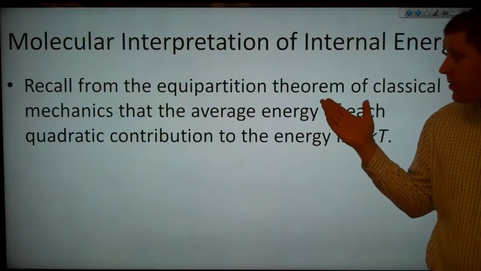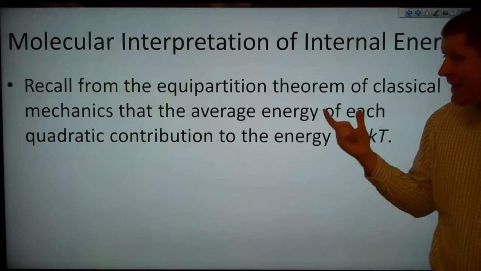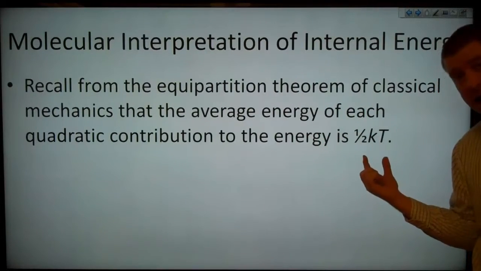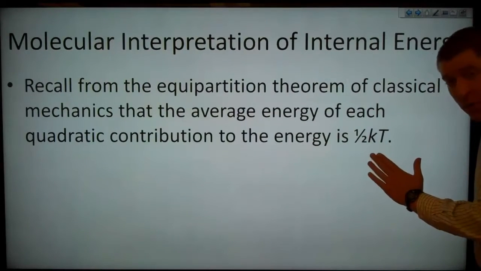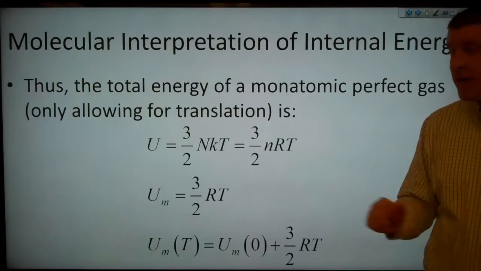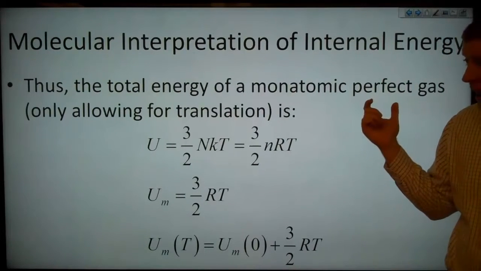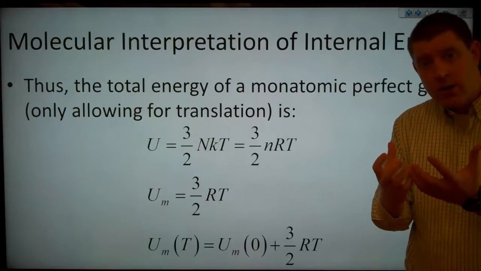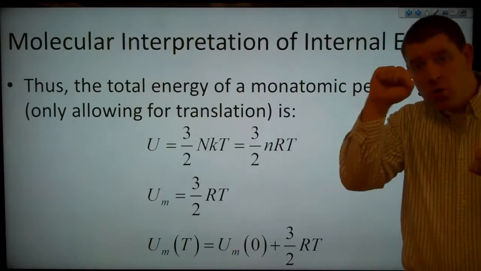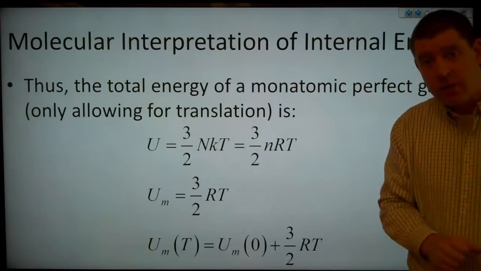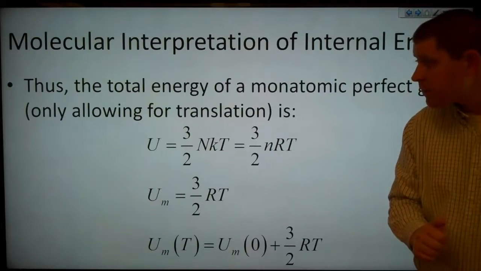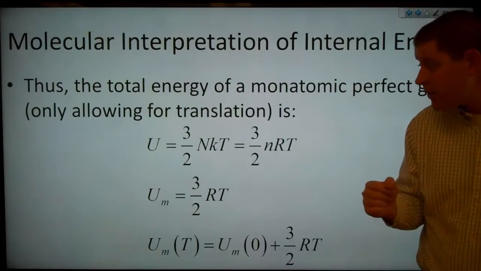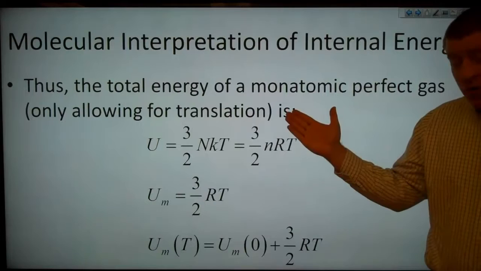So this is variation in the bond lengths and angles of our molecules. So remember from the equipartition theorem of classical mechanics that the average energy of each quadratic contribution to the energy is 1/2 kT, where k there is the Boltzmann constant and T is the temperature. And this means that the total energy of a monatomic perfect gas, only allowing for translation, because if it's monatomic, then rotation doesn't have any meaning. We're not moving 2 objects around each other. We're just spinning a sphere in place, which really isn't doing anything. We also don't have any vibrations if it's monatomic. There's no variation in bond angles because there are no bonds. So that means that we only have translation.